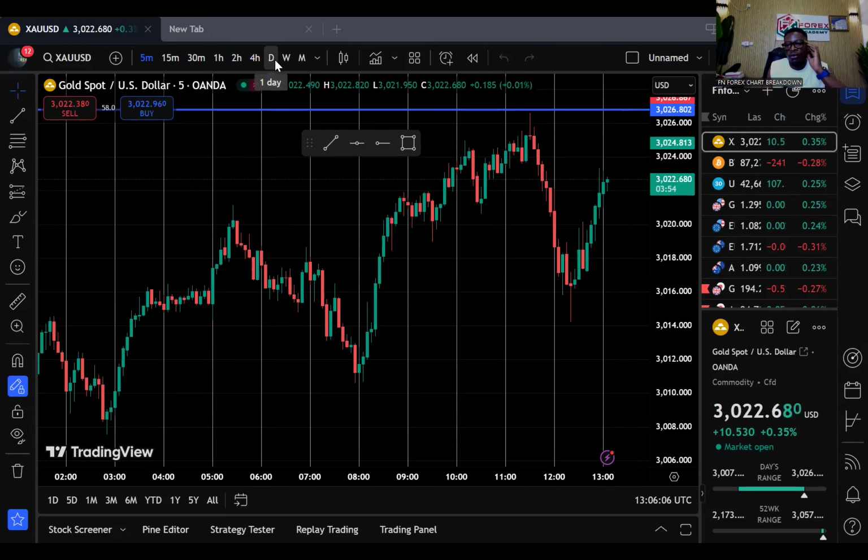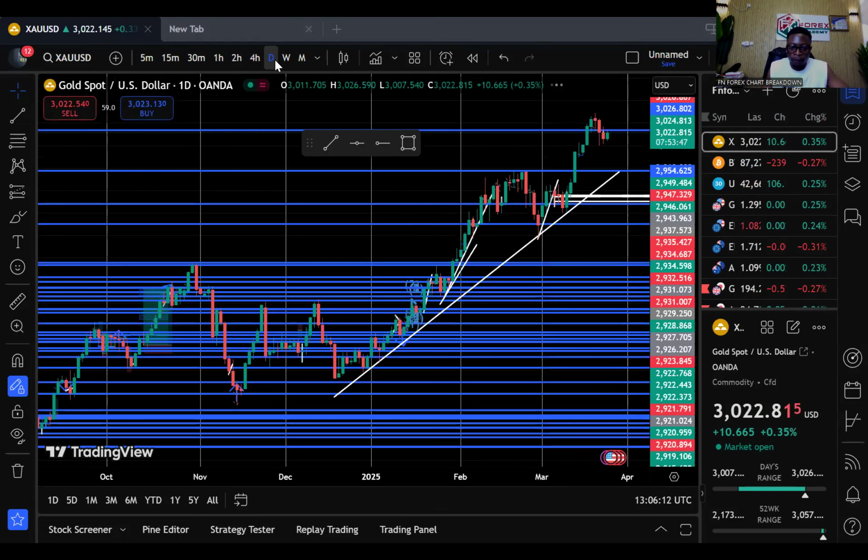Those who are in the Telegram, remember I told you guys, I think last week, that we are going to see gold hit its all-time high of 3,000. So gold has been on an uptrend, continuously on an uptrend.